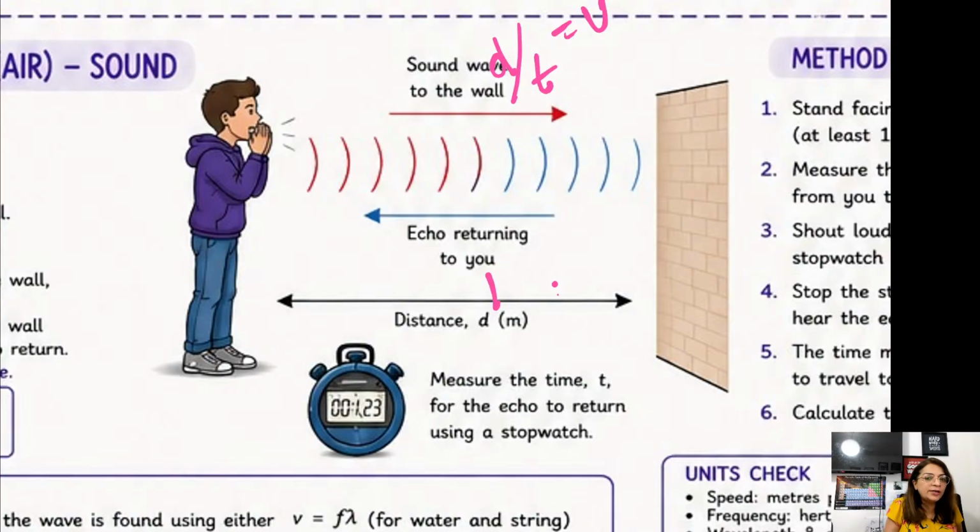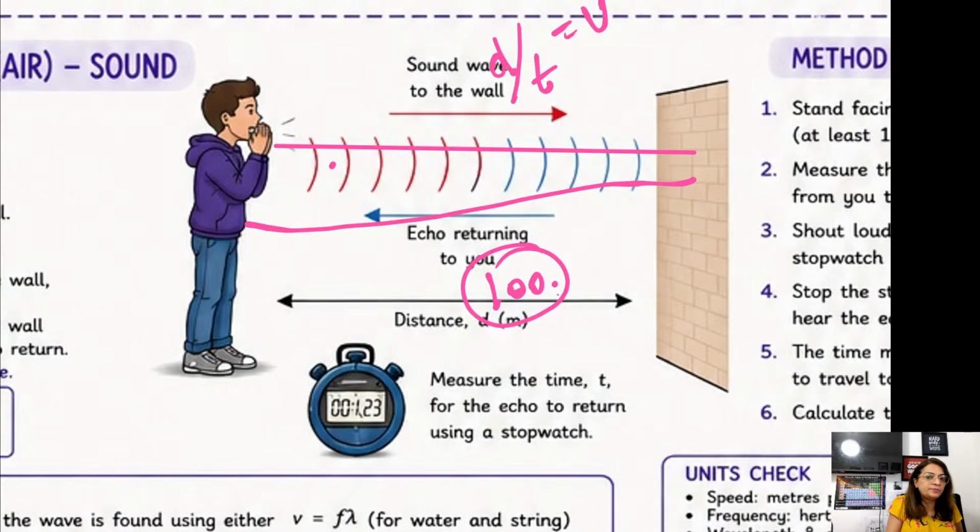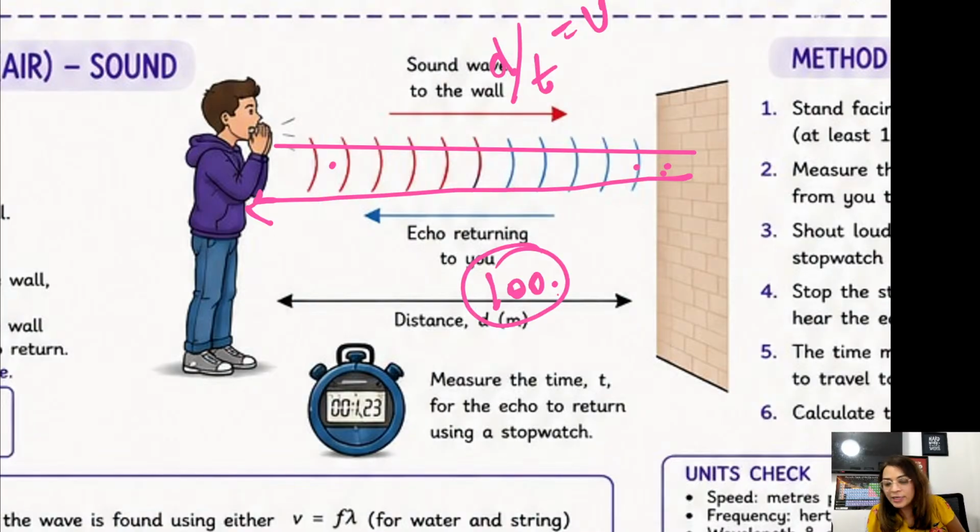If the distance is 100 meters, is it okay? The person shouts, the sound goes and then comes back to the person, and he starts the timer and stops it. How much distance should I take? 100 meters, 400 meters, 300 meters, or 200 meters? In the chat again. Come on. Yeah, very good. 200 meters.